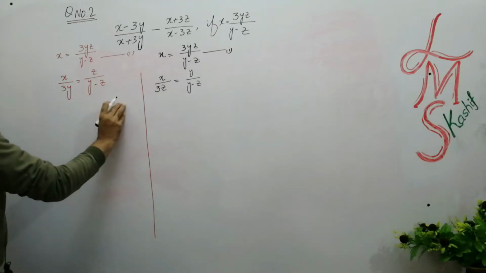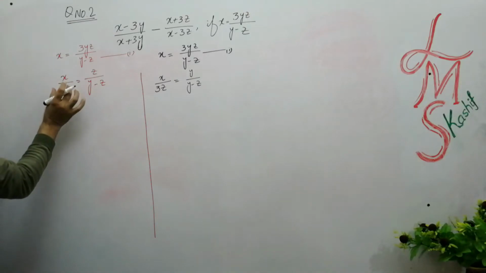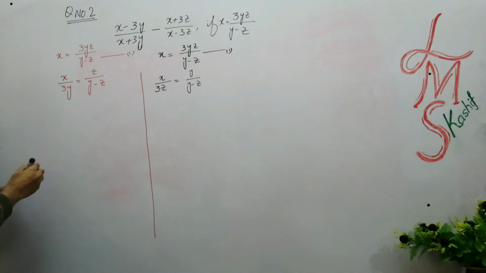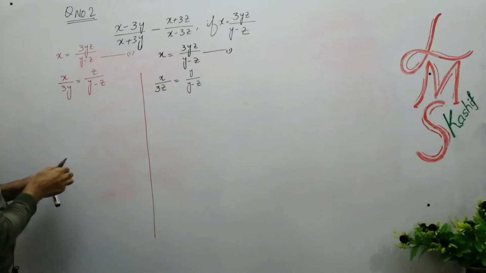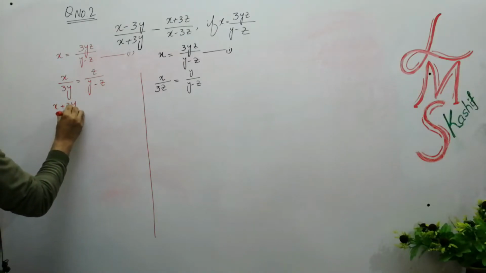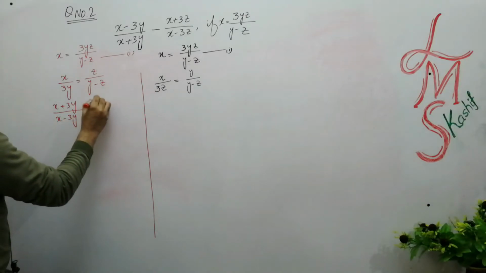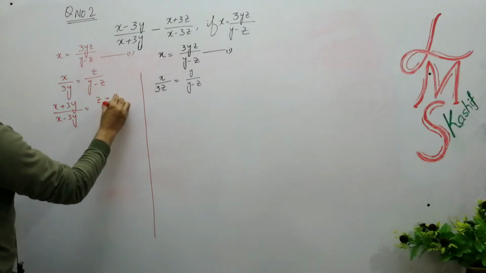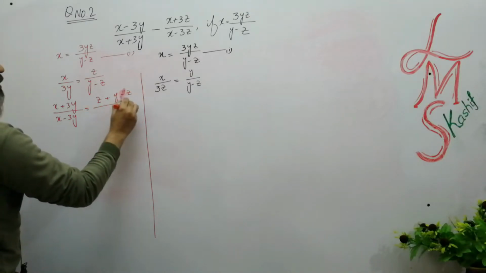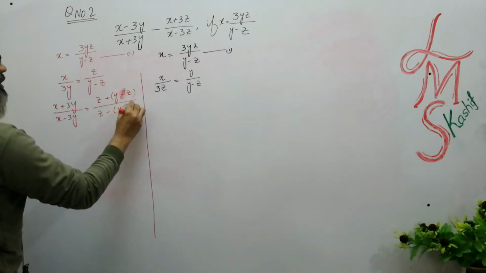Now by applying componendo dividendo theorem, you will write here a line by yourself. The theorem was that we will add this value one time and we will subtract this value one time, as you did in the previous question. Means x plus 3y over x minus 3y, that is equal to z plus y minus z over z minus y minus z.